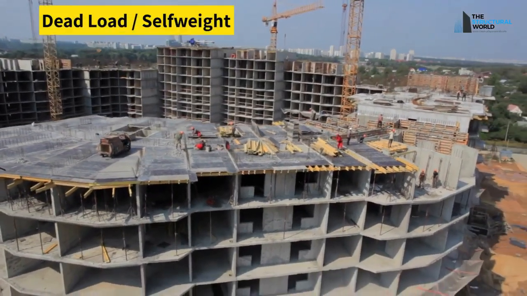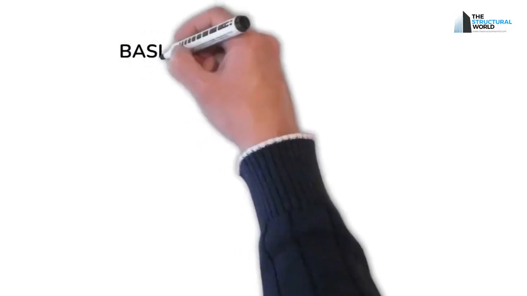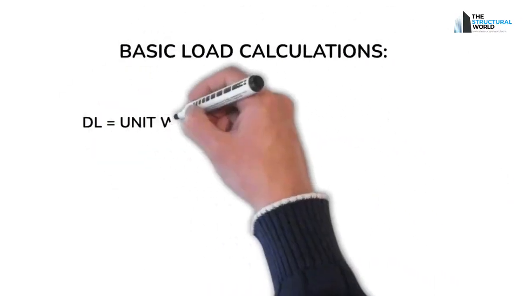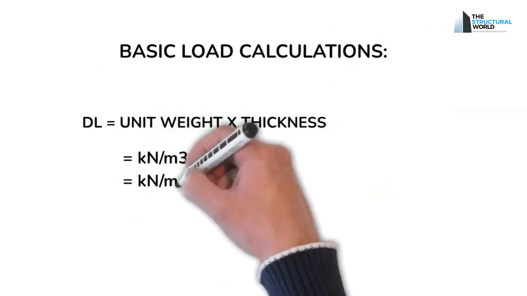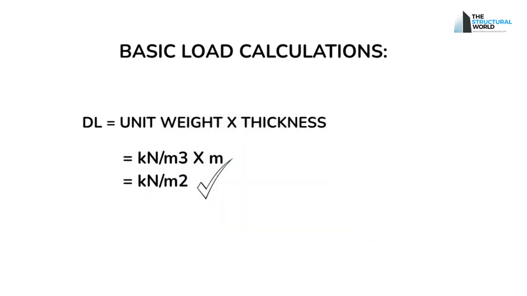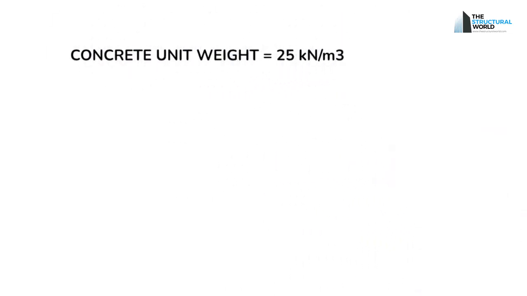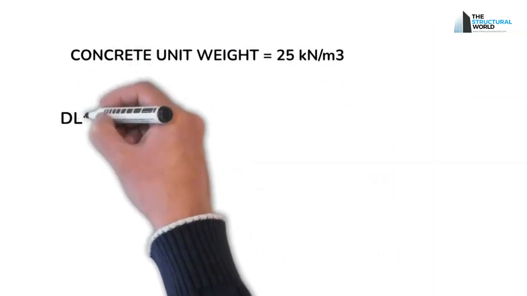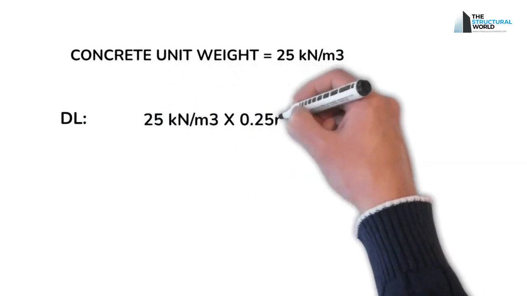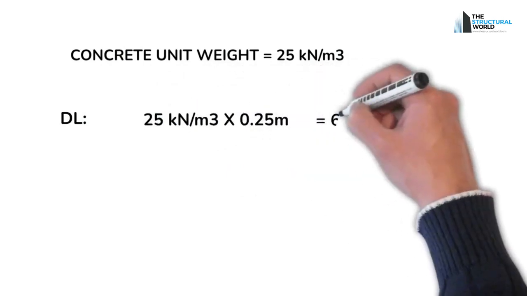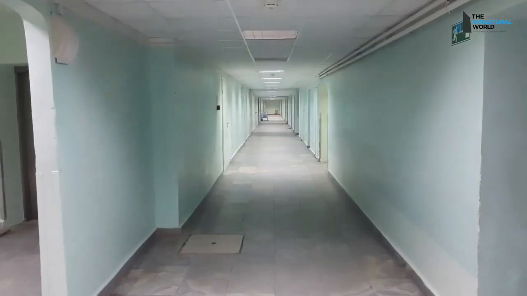Dead load. Dead load is the self-weight of the structure. To calculate dead load, the density or unit weight of the structure should be multiplied by the thickness. That will give us the weight of the structure per given area. For a concrete slab of 0.25 meters thick, for example, that will give us the following. Considering unit weight of concrete to be 25 kilonewtons per cubic meter, 25 kilonewtons per cubic meter multiplied by 0.25 meters equals 6.25 kilonewtons per square meter.